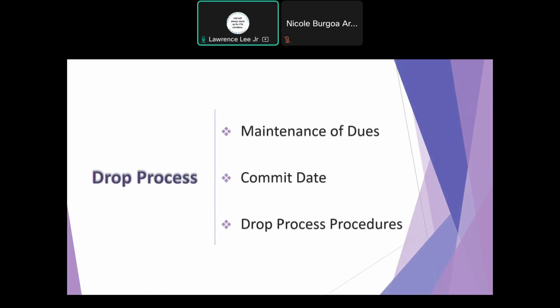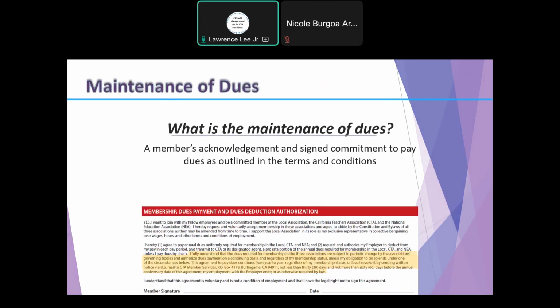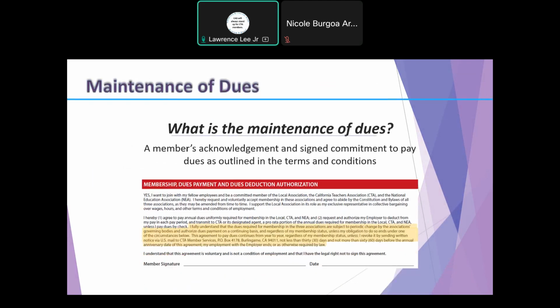Now we'll go over the CTA drop process procedure, which talks about the maintenance of dues, the commitment date, and the drop process procedures if you actually get a request. So what is the maintenance of dues? The maintenance of dues is part of the terms and conditions that members agree to by signing and dating their enrollment form. It is located on every physical enrollment form as well as the online enrollment form process.